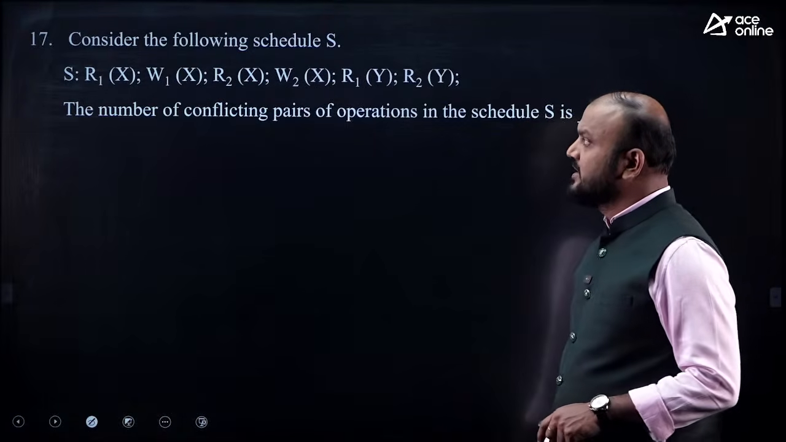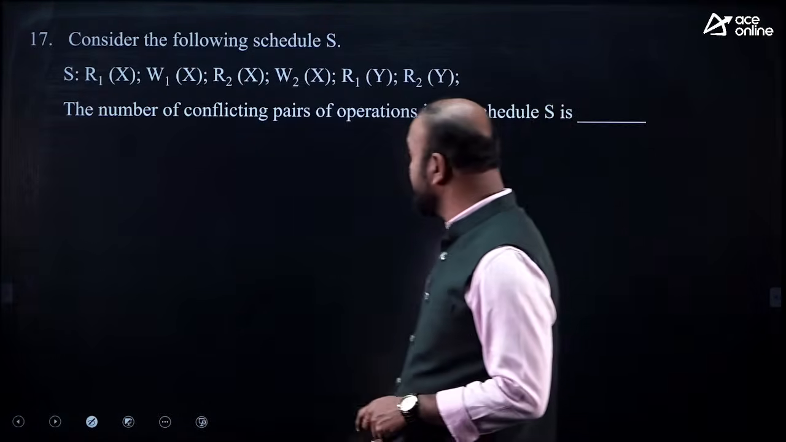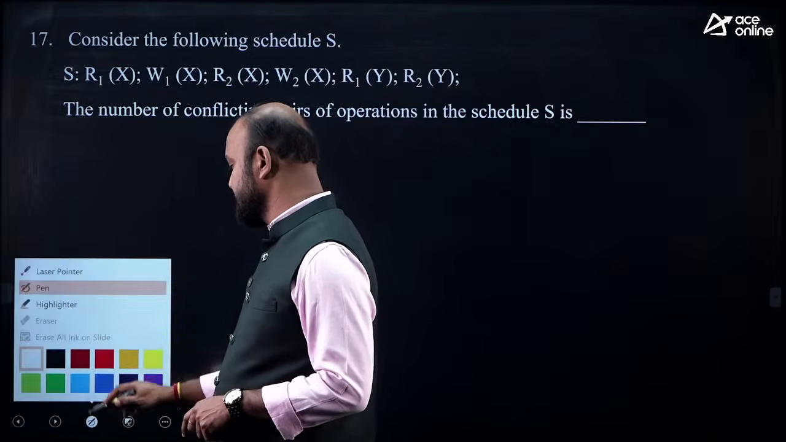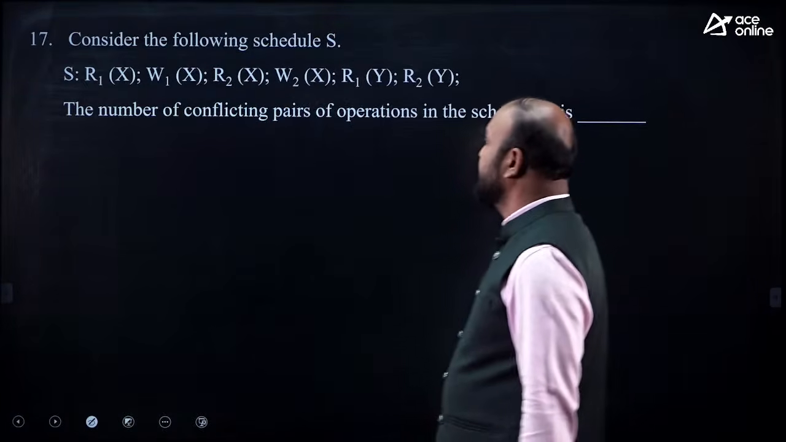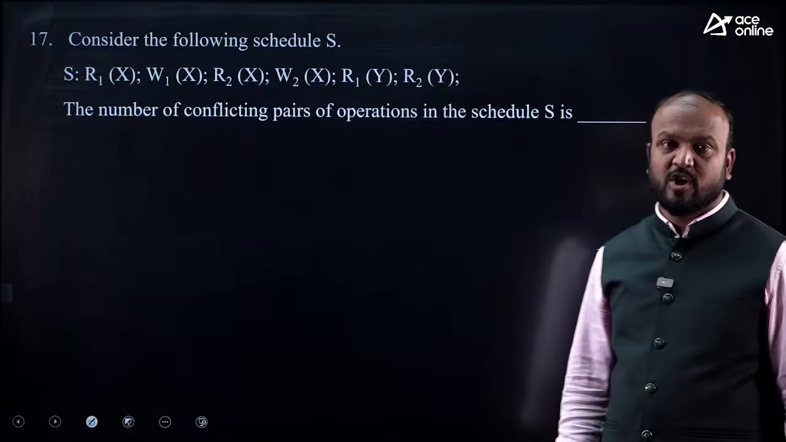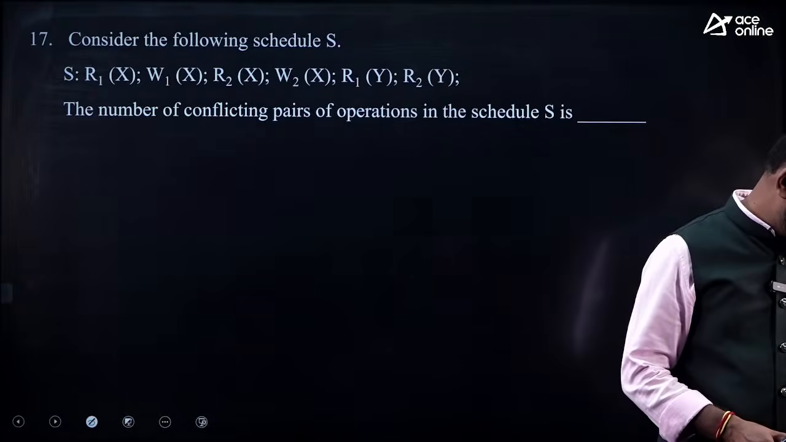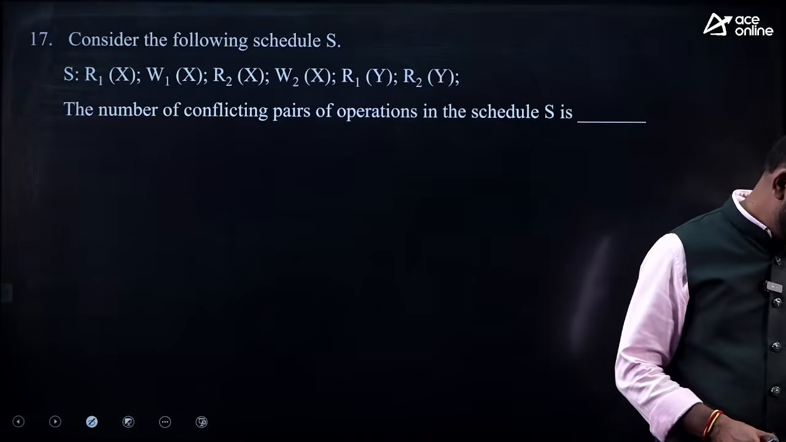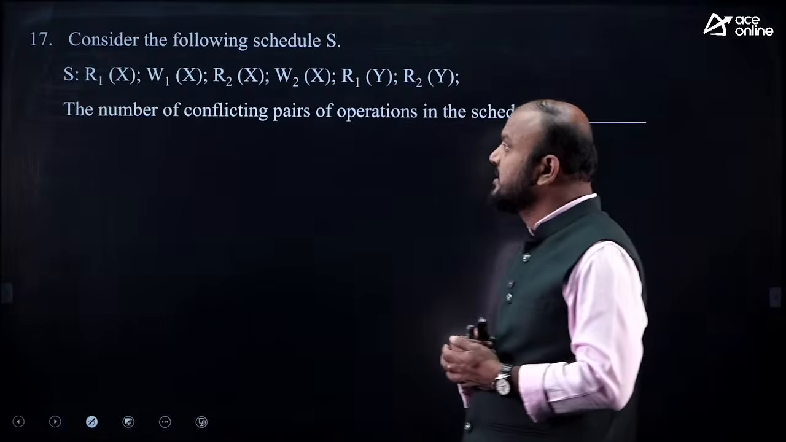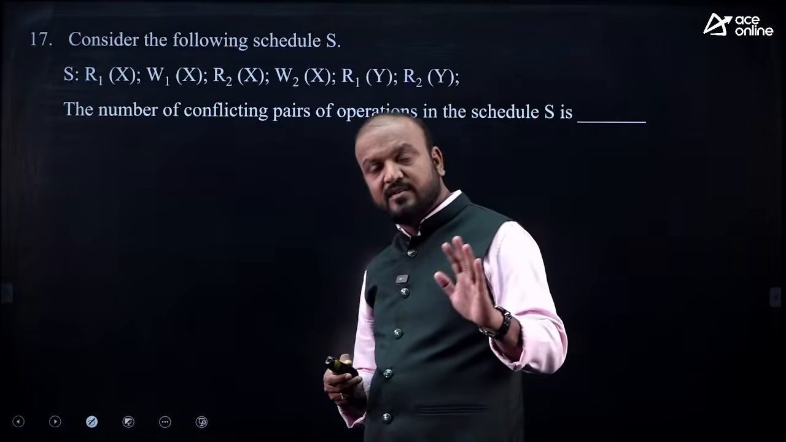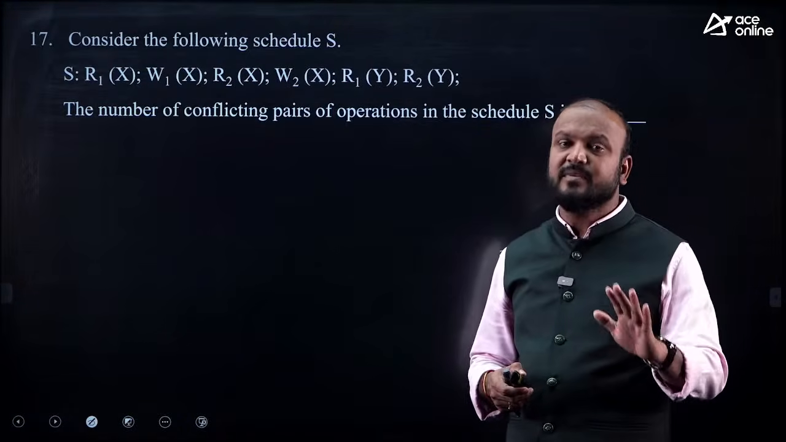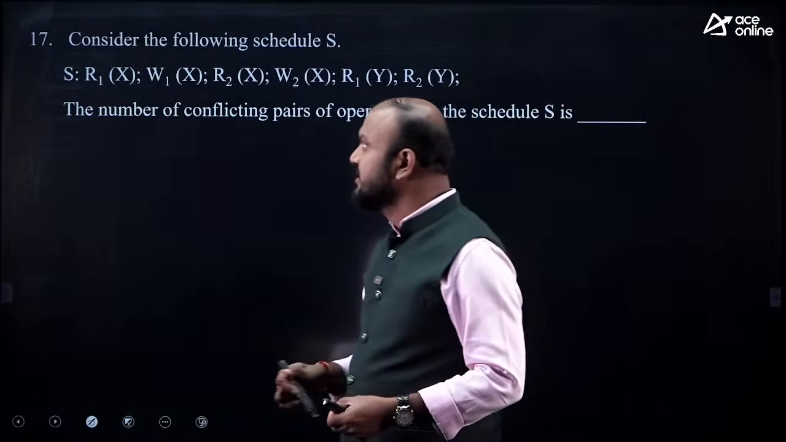Consider the following schedule, the number of conflicting pairs of operations in the schedule is. How many conflicting pairs? What are the conflict operations? Read-write, write-read, write-write, on the same data but different transactions.